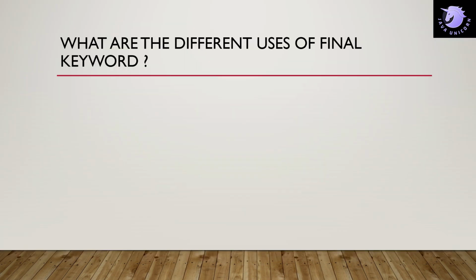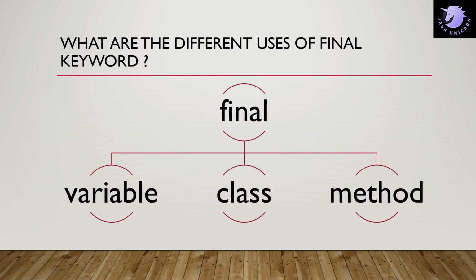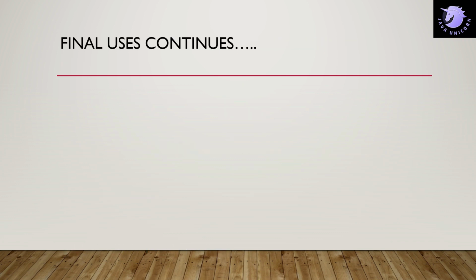Okay, so the next question is, what are the different uses of the final keyword? The final keyword is used in three contexts. First, it is used in a variable context. Second, it is used in a class context, and third, it is used in a method context. Okay, so let's try to understand it.